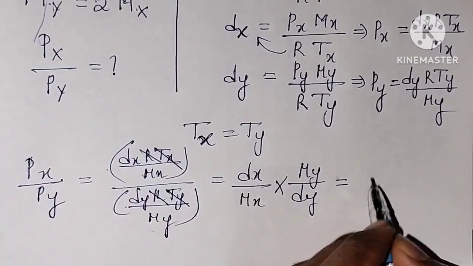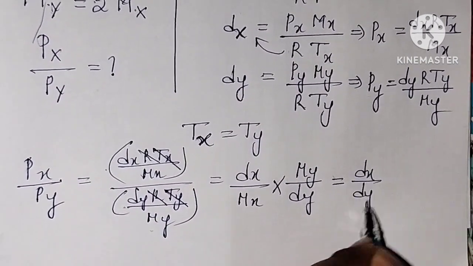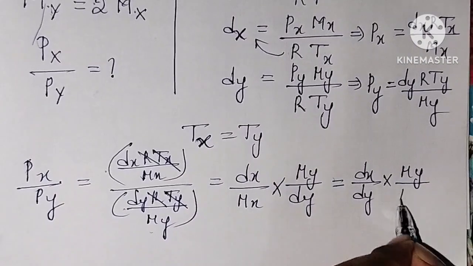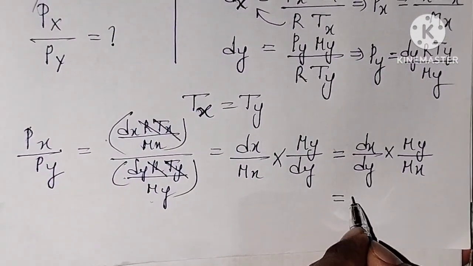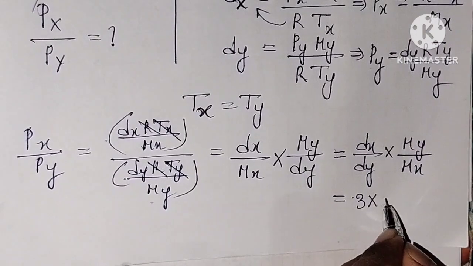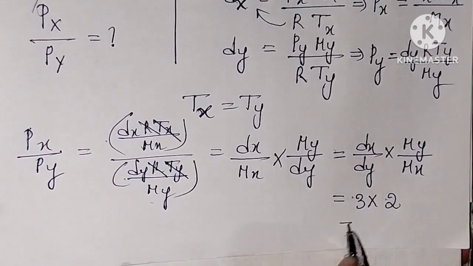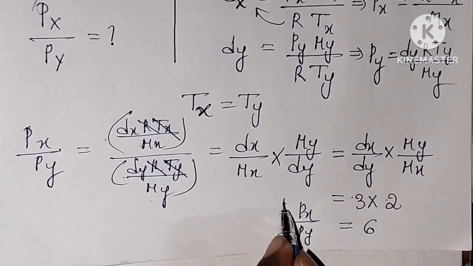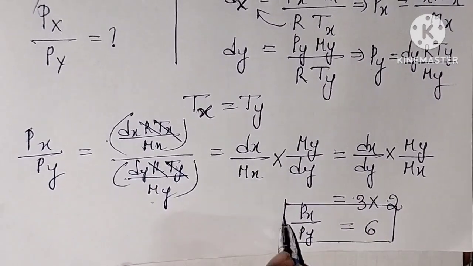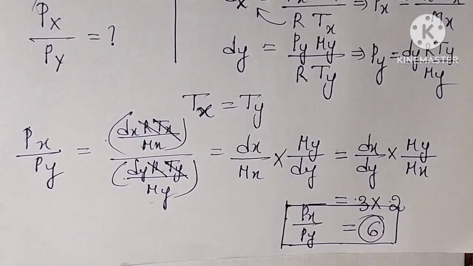So here dx by dy into my by mx. dx by dy is 3, and my by mx is equal to 2. Now 3 2s are how much? 6. Therefore px by py, the ratio of the pressure of gas x and the pressure of gas y, is 6. This is the final answer.